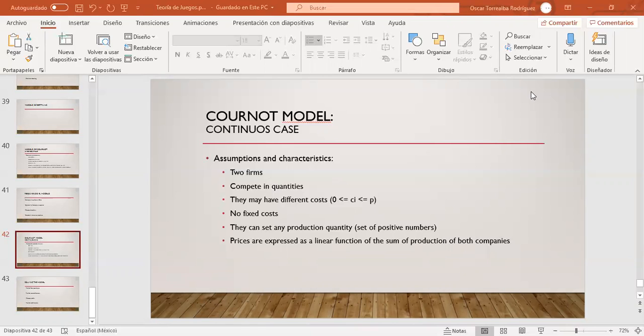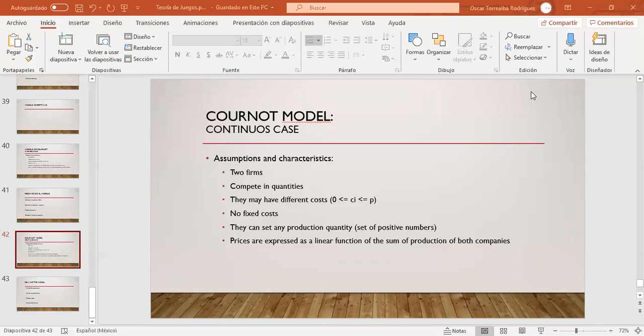Of course, the cost could be between 0 and P, where P are the prices. Also, we don't have any fixed costs. So when a firm is not producing any quantity, the firm is not going to have any cost. Also, they can set any production quantity, any set of positive numbers. So also prices are expressed as a linear function of the sum of production of both companies. So these are the assumptions. All the assumptions are very important.